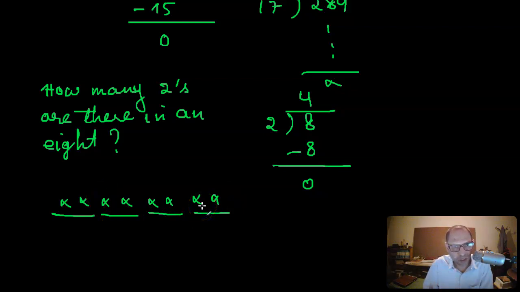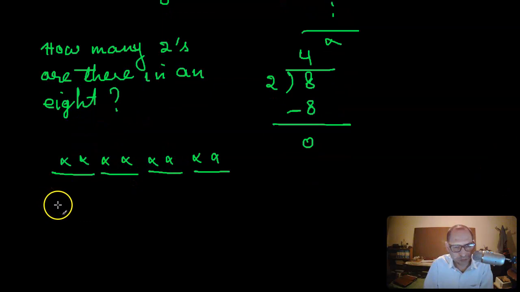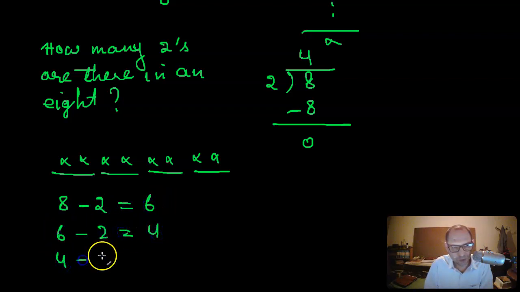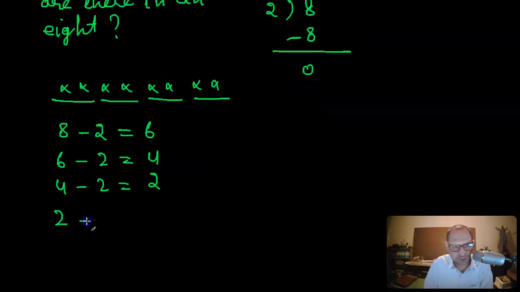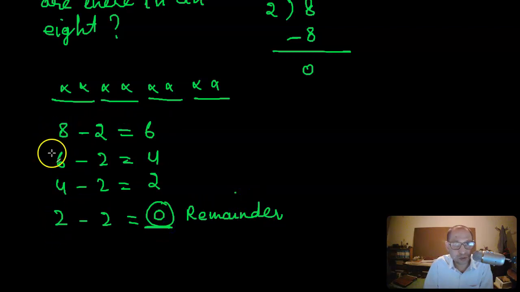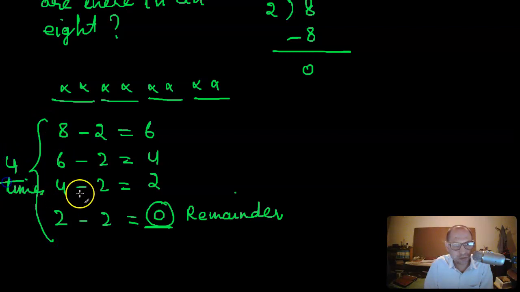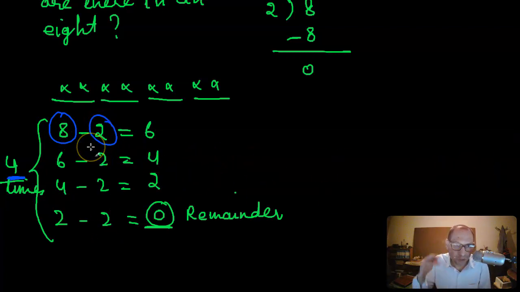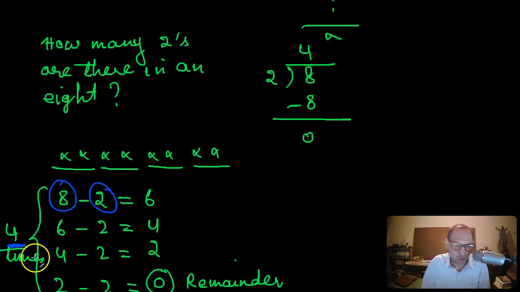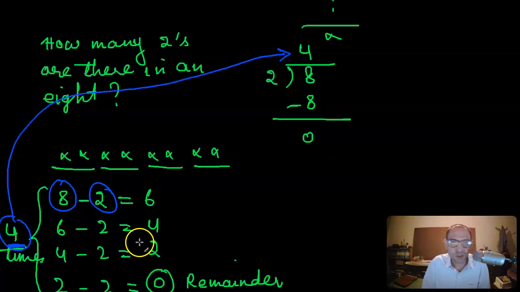So that means that there are 4 twos in an 8, or you can do the subtraction, meaning, for example, 8 minus 2 would be the same thing as 6. Then 6 minus 2 is the same thing as 4. Then 4 minus 2 is the same thing as 2. And then 2 minus 2 is the same thing as 0. So this is your remainder. And essentially, I had to do the subtraction 4 times. So this tells me that there are 4 twos in an 8, right? So instead of doing this repeated subtraction, I can simply divide 8 by 2. And then the answer is, as you can see, 4 over here, right?